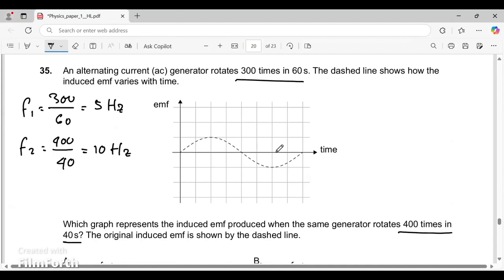1, 2, 3, 4, 5, 6, 7, 8, 9. So this is 10. Okay. So the frequency is 10, it means 1 to the 5 around here. So two waves from the initial to here, two waves. And then how about the frequency of the EMF? The frequency goes from 5 to 10. It means the waves go from 1 to 2, twice. So if we sketch, it's going to be like this.